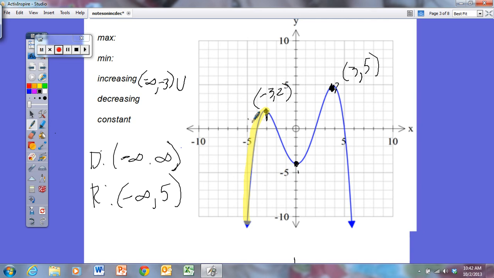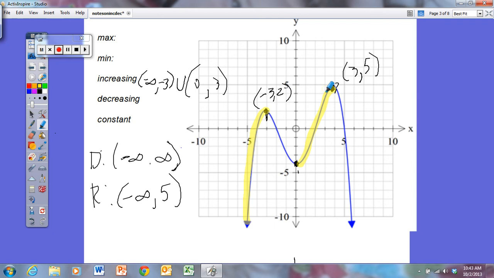Then it starts decreasing, decreasing, decreasing, right to here. Starting here, it starts getting bigger and bigger again. So from 0 to 3, the graph is getting bigger again. And then it goes down all the way to negative infinity again. So these are the areas where it's increasing.